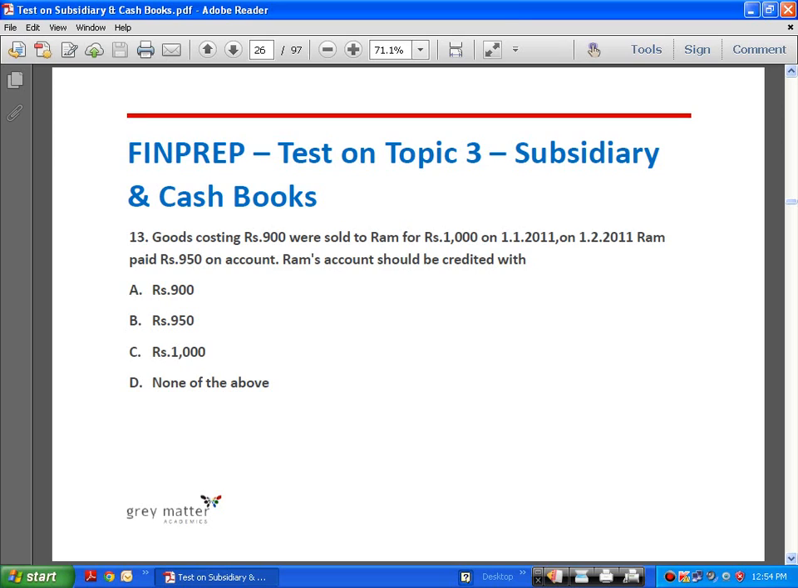Suppose the problem had said that Ram had paid 950 in full settlement of his account, it would mean that there is nothing receivable from Ram in future, and the 50 rupees is the discount that has been given to Ram. So in this case we would be crediting Ram with 950 rupees. So answer is B.